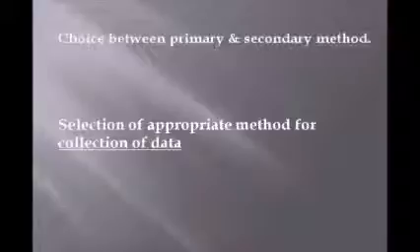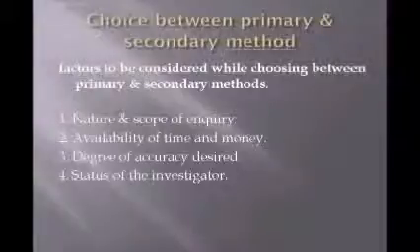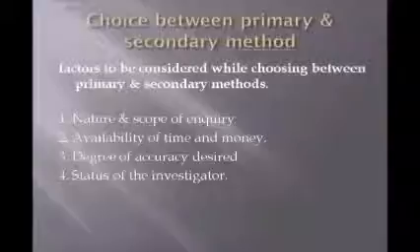First, we are going to talk about the choice between primary and secondary methods. Factors to be considered while choosing between primary and secondary methods. First point, nature and scope of inquiry. Second point, availability of time and money. Third point, degree of accuracy desired. Fourth point, status of the investigator.